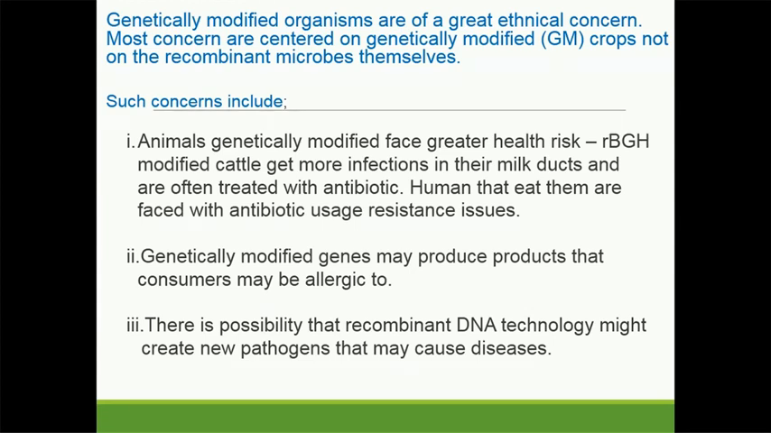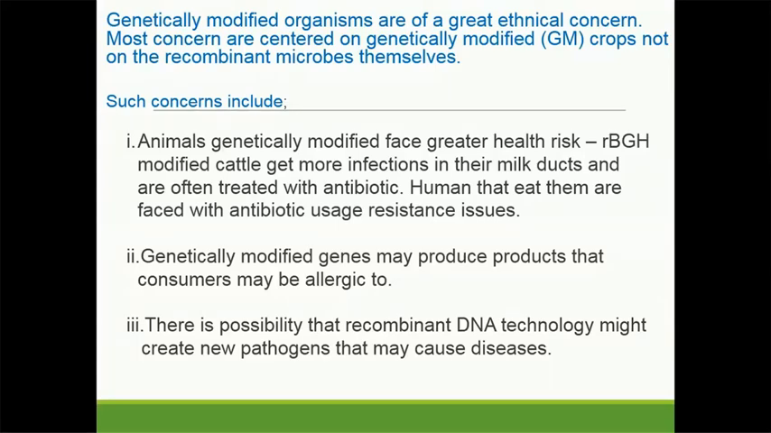Now, such concerns include: 1. Animals that are genetically modified face greater health risks. For example, the dairy cow, because of the recombinant bovine growth hormone, gets more infections in its milk duct and is often treated with antibiotics. So humans that eat this cow meat, over time, their bodies become resistant to any antibiotic they take, because it's like they've eaten a whole lot of these antibiotics, not even taking them, but eating them from the meat, and so they become resistant, which is not actually a good thing when someone is ill.